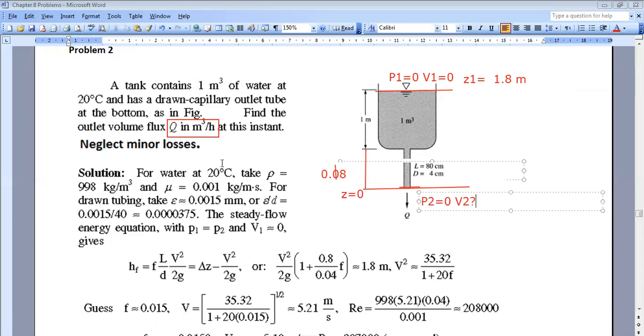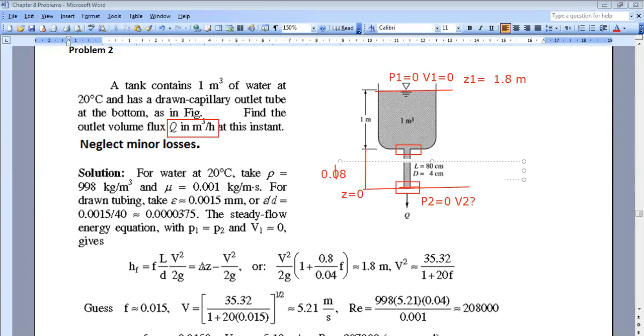If they don't say neglect minor losses, at which level should I take losses? You have losses here, and here also you have losses, because when you have discharge to the environment this will also cause losses. So you should compute losses here and here. And we know that if we have a variation in area, and they give us a K for an exit: if I have an exit to open atmosphere, what are the corresponding losses. It's in the table.